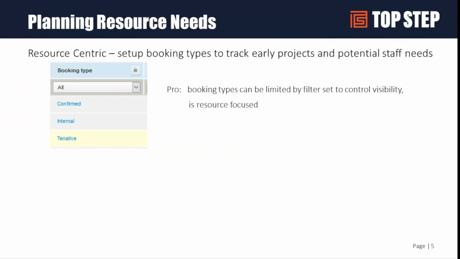It is resource focused, so each individual booking itself has a booking type. And it is something that you can update in the run in action or bulk editor so that you can flip things very quickly. A project that gets signed can take all of the tentative bookings and flip them to confirmed in a couple of checkbox actions, okay?